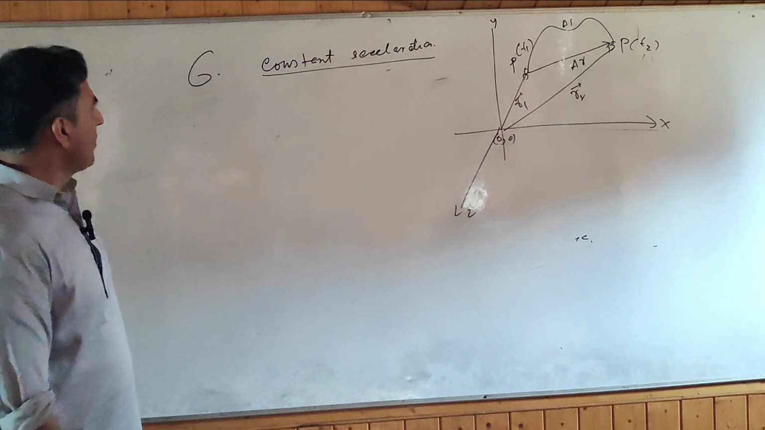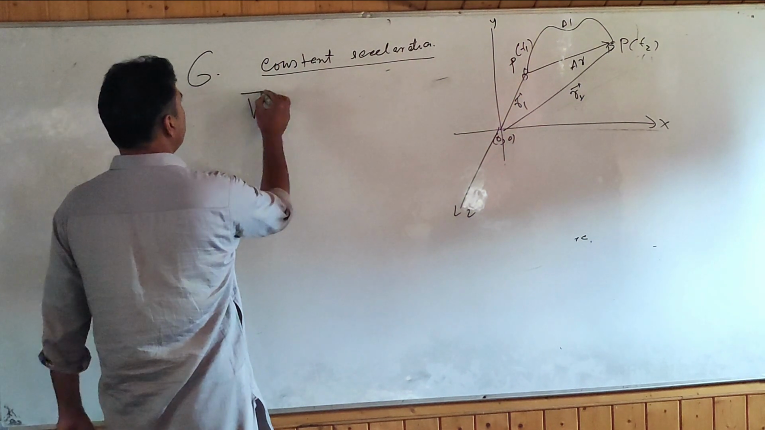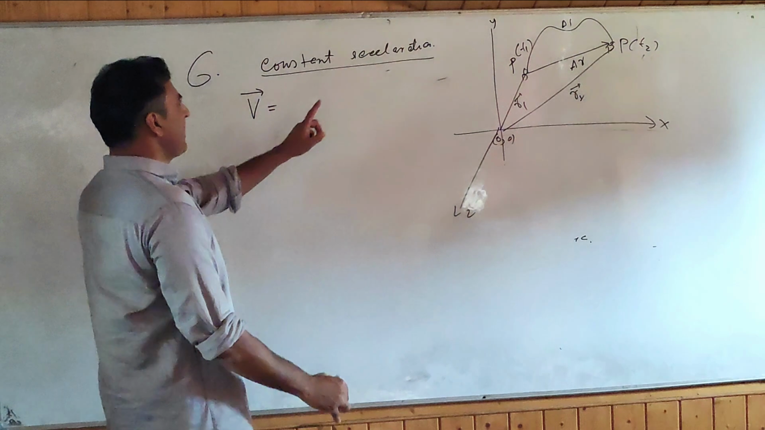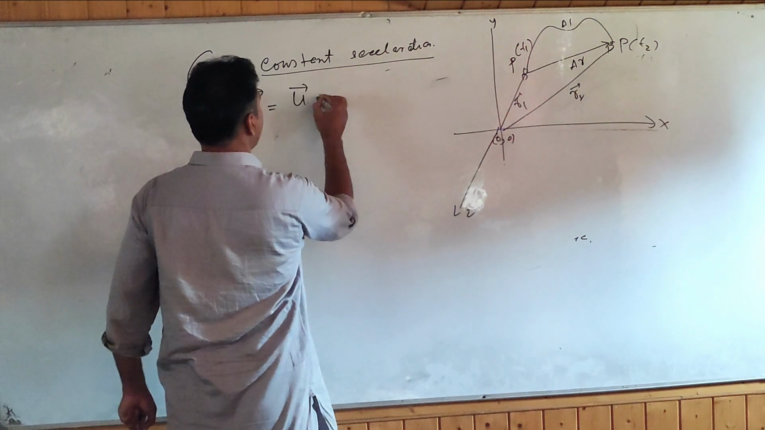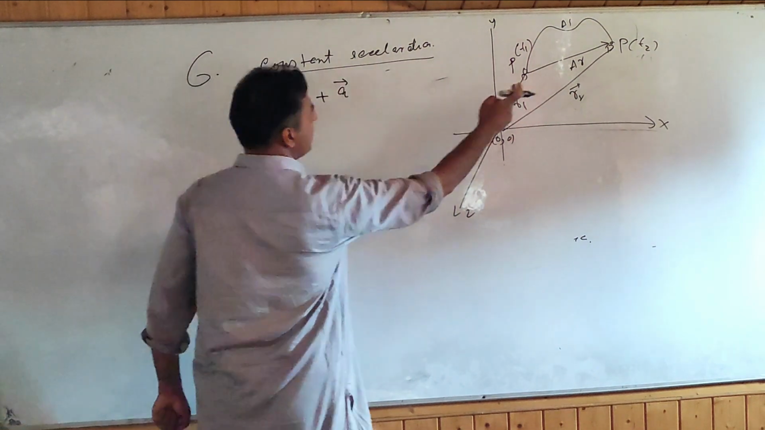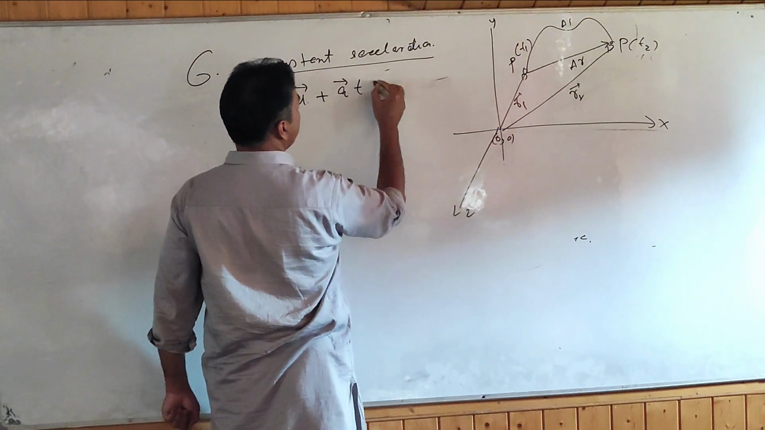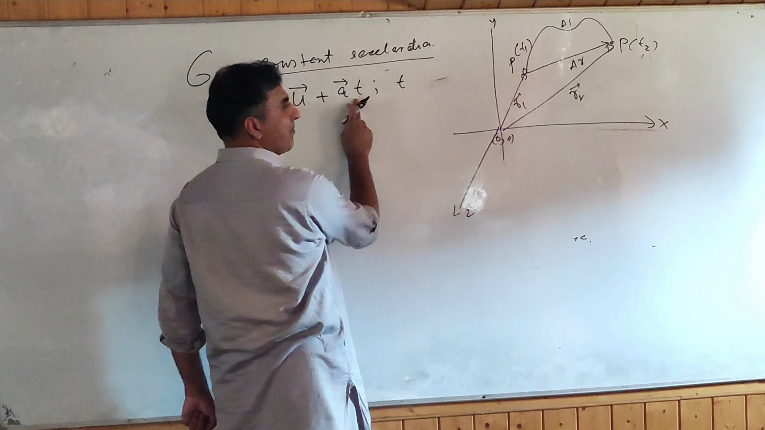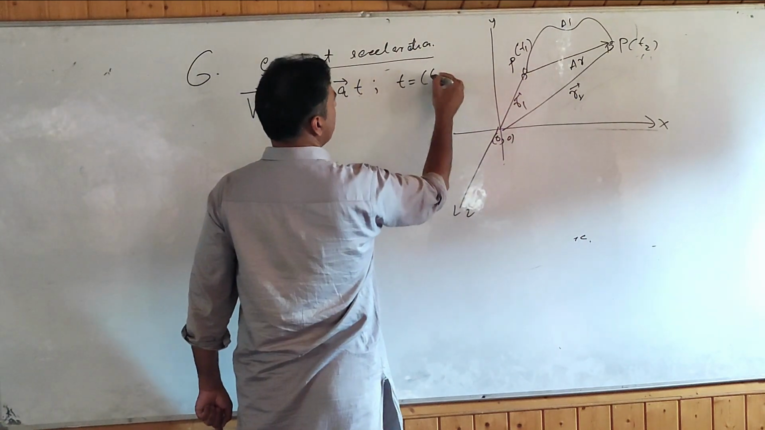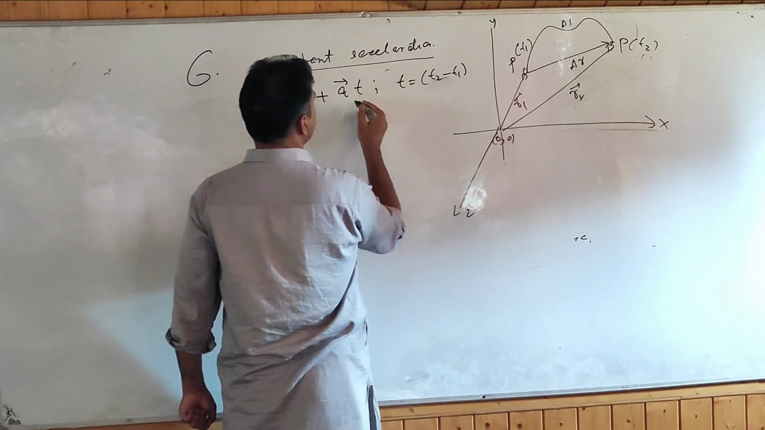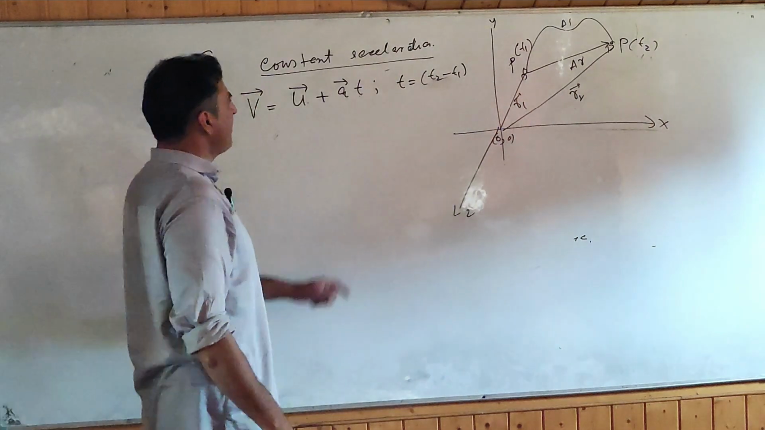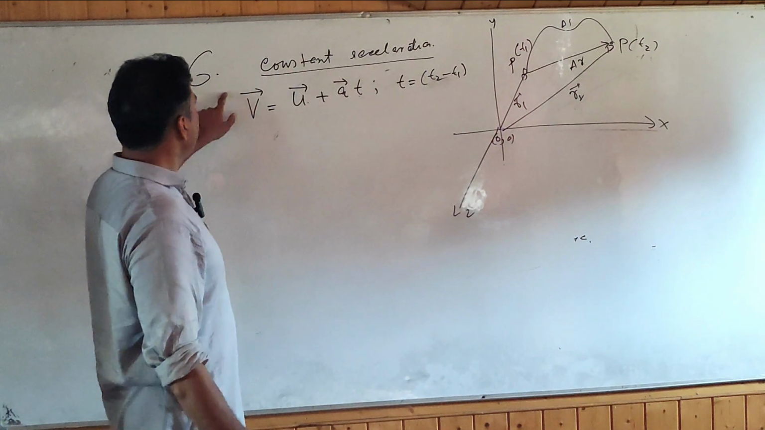Okay, so I need velocity at t2. It should be given: velocity at t1, that is u, plus acceleration into this time interval, t2 minus t1, into t. But what is this t? It is not an instantaneous time, it is the time t2 minus t1. This is also written as delta t, which was also fine. But finally you have familiarity with this.